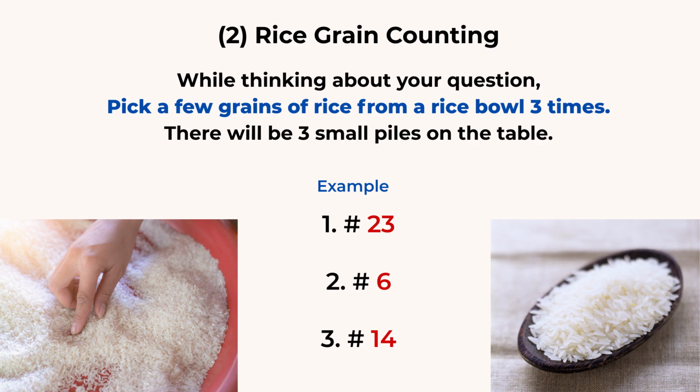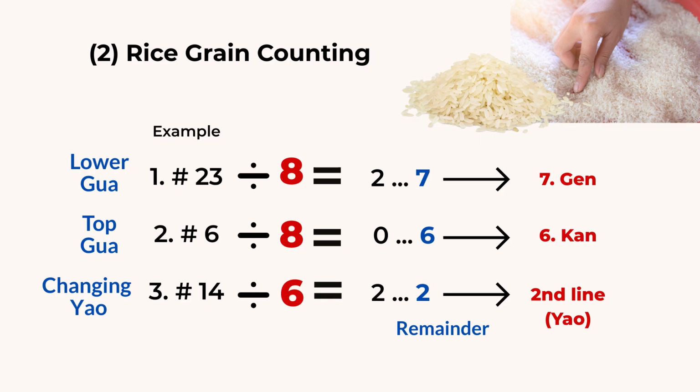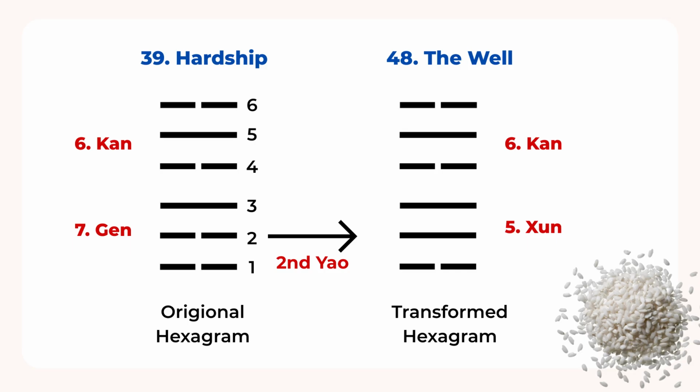The second one is 6 grains. The third one is 14. And then we can start calculating. The first number is the lower Gua, so you divide it by 8, and the remainder is number 7. So it will be number 7 Geng Gua.